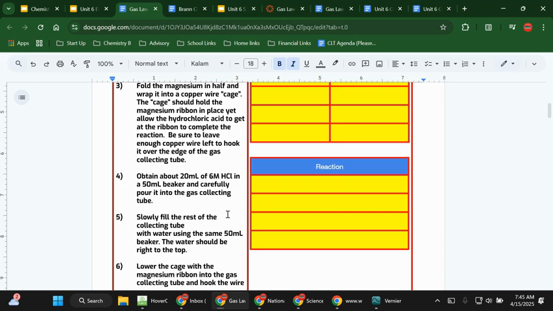How will you know when it's done? What do you think? How will you know when this reaction is done? How did we know when it started? We saw bubbles. When there's no more bubbles coming up, the magnesium ribbon will be gone. There will be no more bubbles.